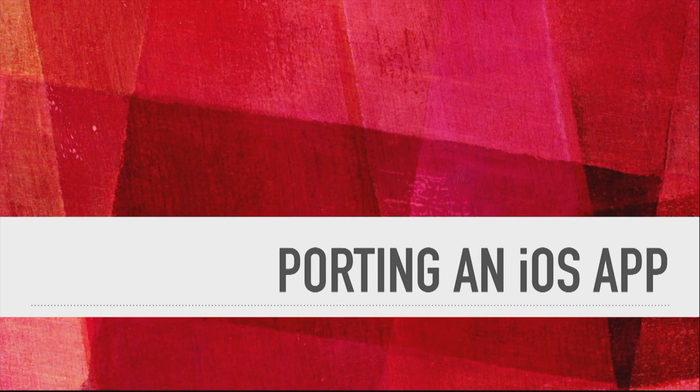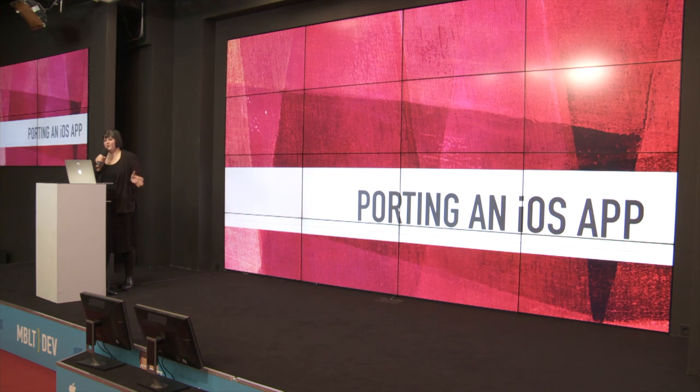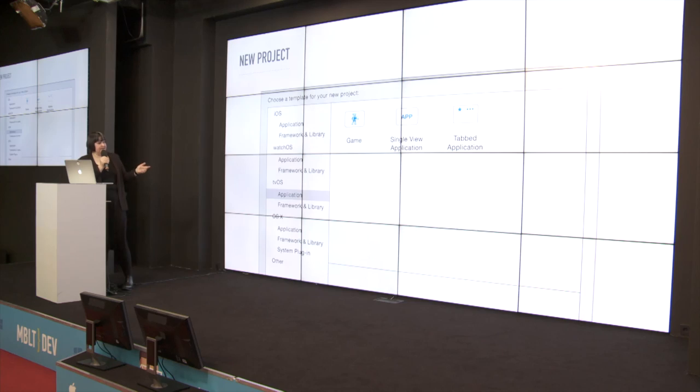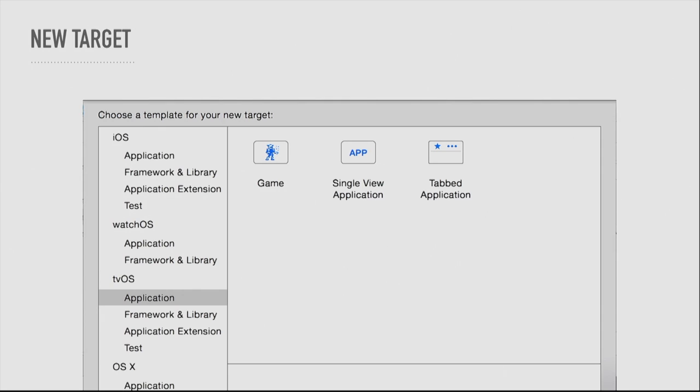So what if you have an existing iOS app and you want to port it onto the TV? Well, there's two ways you can approach it. You can either start with a new tvOS-specific project, or you can just add a new target to your existing project. When you do a new project and select tvOS, you get to choose between a game, a single view application, or a tabbed application. And if you add a new target, you get the same three options.